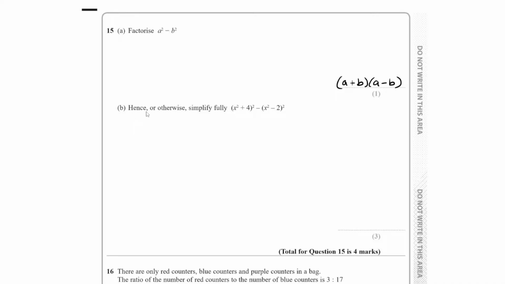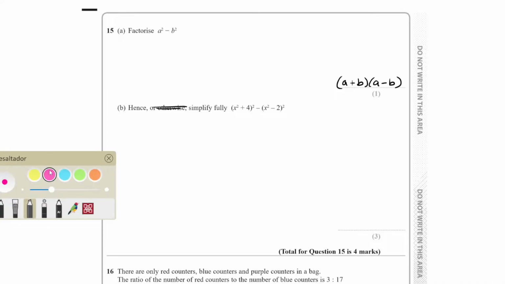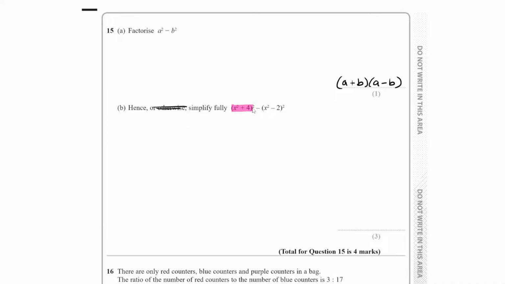Now, they have then said hence, so that's therefore, or otherwise, I would probably ignore the otherwise. Using your answer from part A, simplify this. Now what I want you to recognise, I know there is a lot more going on, is that this is also difference of 2 squares. I'll highlight it to show you. This bit, let's match it up with A squared. And then the second bit is something squared, match it up with B squared. Do you see what I mean? And then I would just sub it in like that.